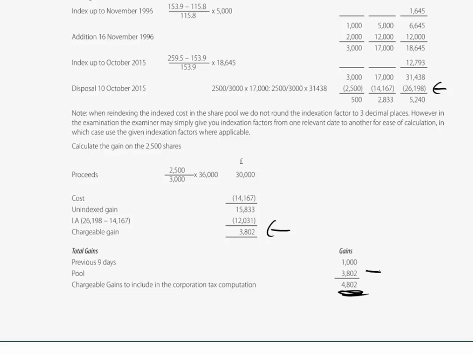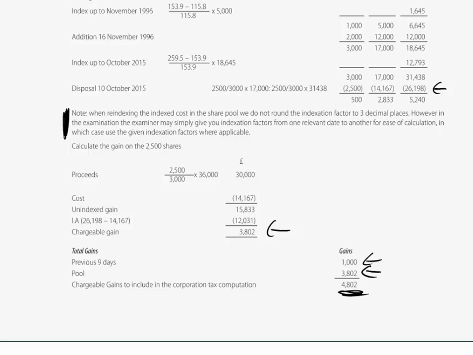4,802 being the 3,802 plus the £1,000. As we said, both of which gains calculations we have previously seen. That's the figure then, 4,802, to put into your corporate tax computation. Now, just before we leave this particular session, I'd like you to just look at this note here.